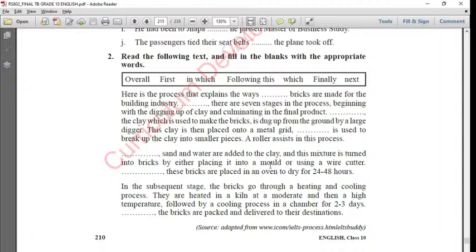In the subsequent stage, the bricks go through a heating and cooling process. They are heated in a kiln at a moderate and then a high temperature, followed by a cooling process in a chamber for 2 to 3 days. Finally, the bricks are packed and delivered to their destinations. Source adapted from IELTS.